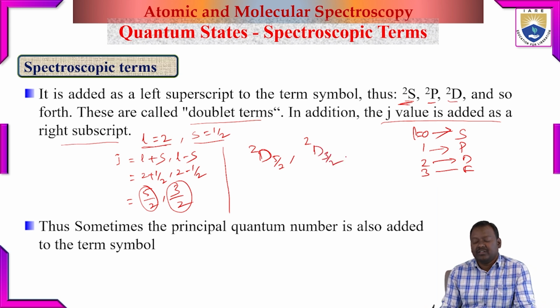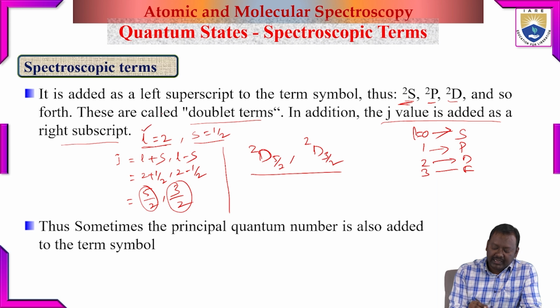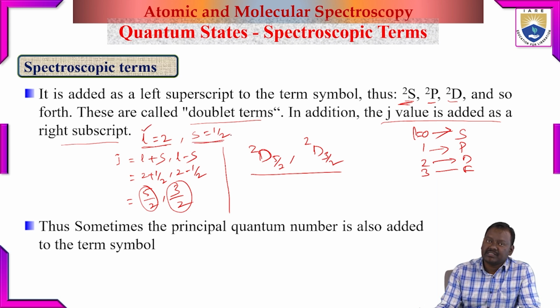So there are two terms for the electron having values L equal to 2 and S equal to 1 by 2. These two are energy levels. There are two energy levels for the electron having values L equal to 2 and S equal to 1 by 2.